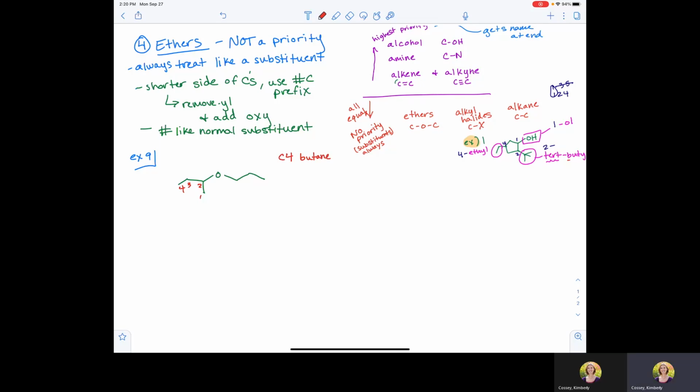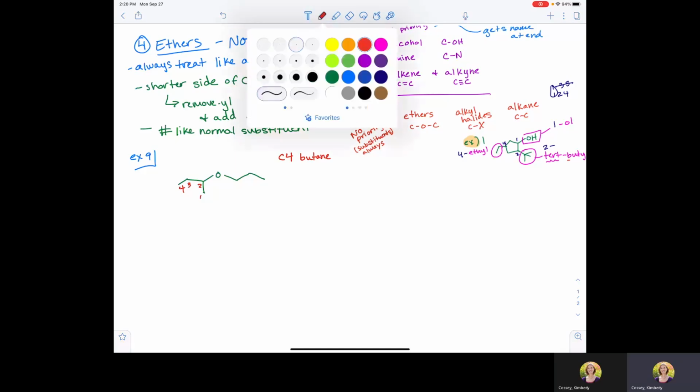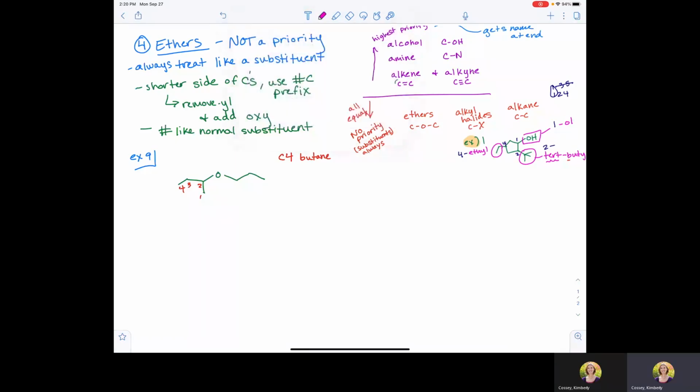Then we're going to circle the substituents. So we're going to circle the oxygen and then all the carbons on it. And that part's going to be the substituent part, the ether part. Okay, so it says to use the carbon prefix. That's 3, so that's going to be prop. And then instead of using yl, we're going to use oxy. So it'd be propoxy. And then everything else is just going to be normal.